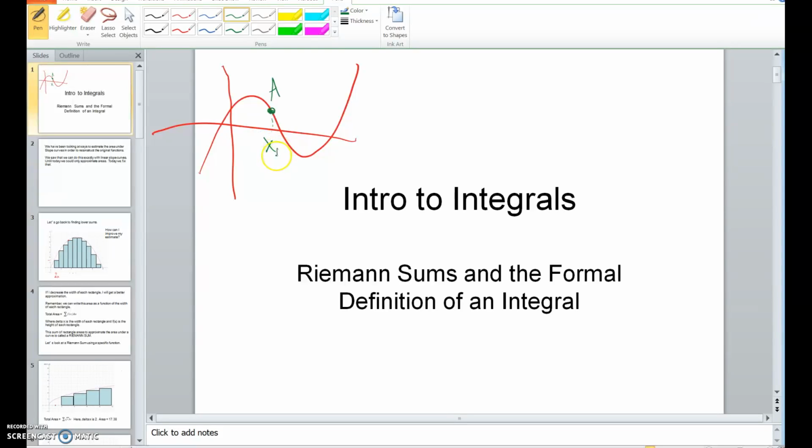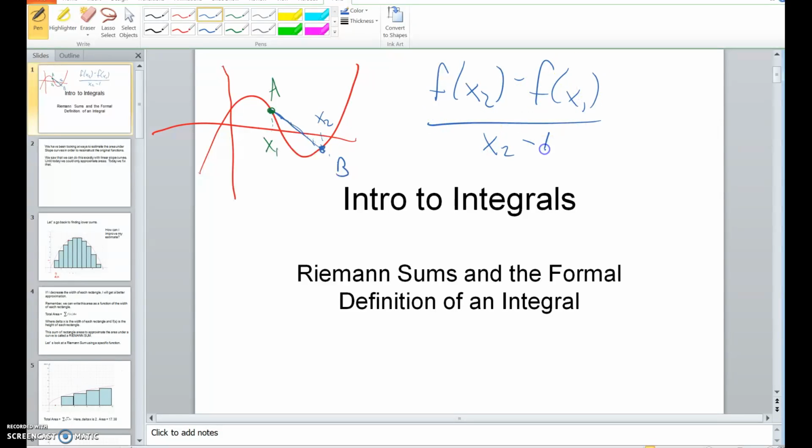At this value x1, we took another point B, and we found the average rate of change between those two points, so the slope of the line connecting them. So we found the secant line, and then we found its slope. Let's say this point B was at x2. The average rate of change between those two points is f of x2 minus f of x1 over x2 minus x1. This is just the formula for slope.